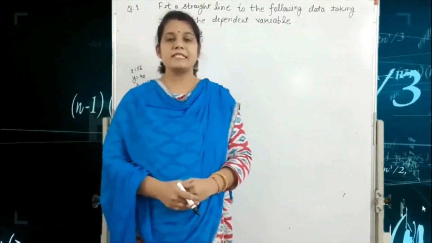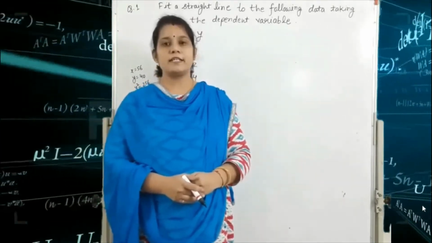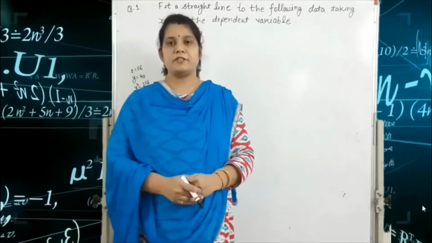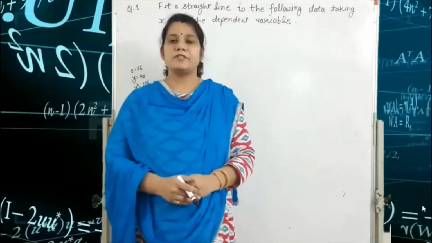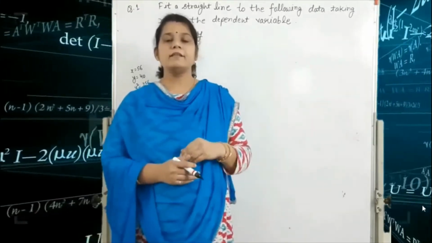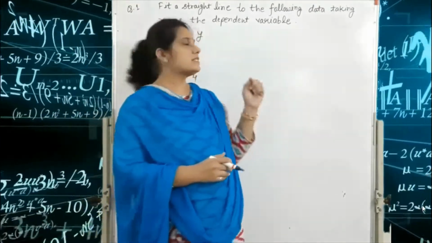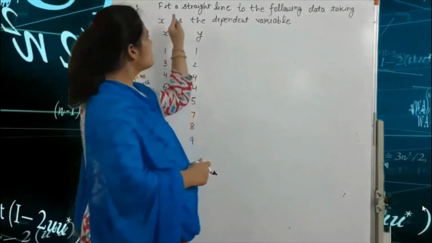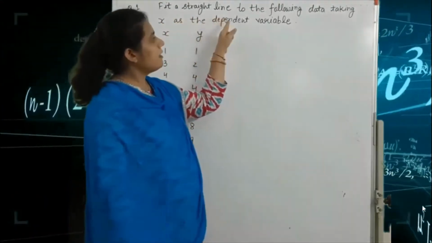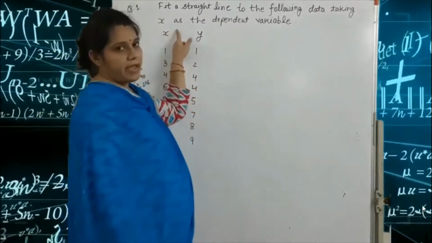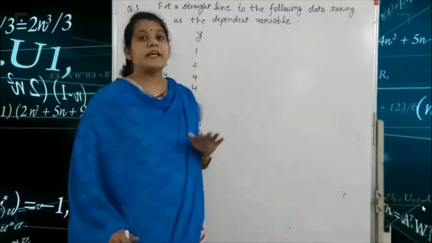In our previous lecture, we have already seen how we find the straight line equation, what the equation of the quadratic is, and how we map the normal equation. So, this is the example of the straight line equation. Example: fit a straight line to the following data taking x as the dependent variable.